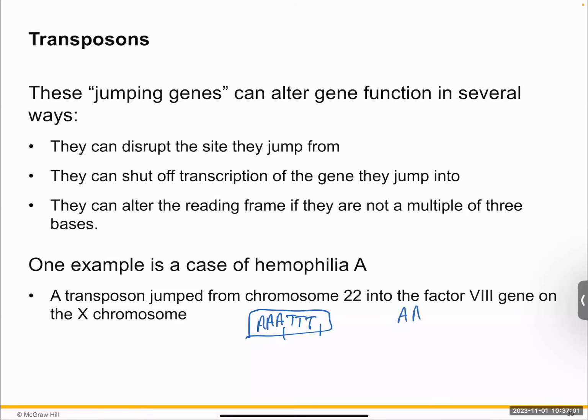But if your transposon, let's say it's AATTT, now you have a 3 base codon, but a 2. So that's going to cause a frame shift. And that frame shift means that every amino acid after this point will be off. It will not be the same amino acid, and therefore can cause major mutational changes in the sequence of the mRNA, and therefore the protein being synthesized.